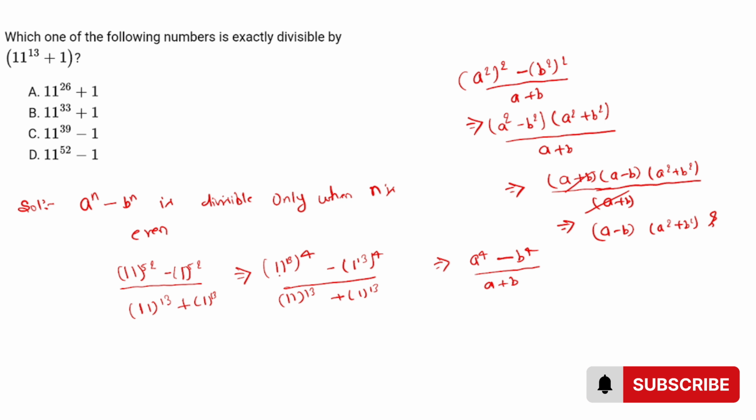Similarly, 11 to the power 52 minus 1 to the power 52 divided by 11 to the power 13 plus 1 to the power 13. This number is divisible by this number. Okay, so easy guys. So 11 to the power this is divisible by, because in this we can't put the a square minus b square formula. So that's why option D is the right answer.